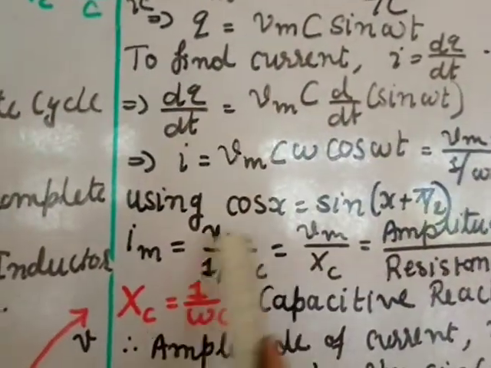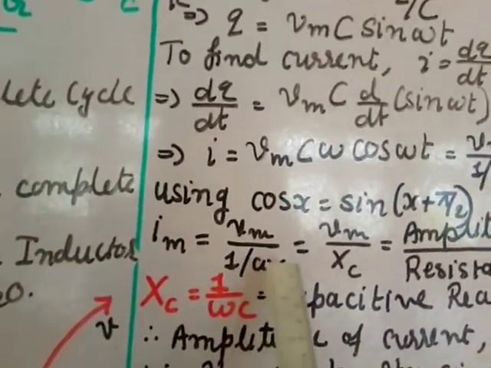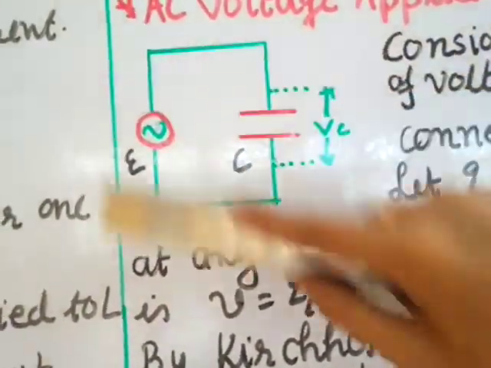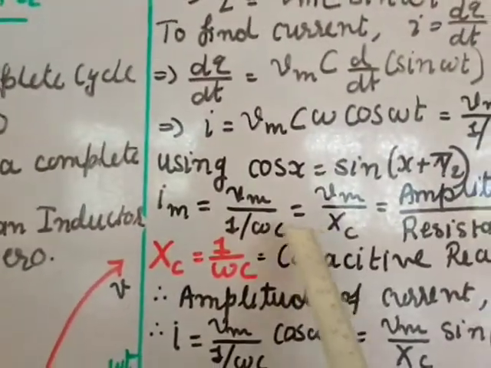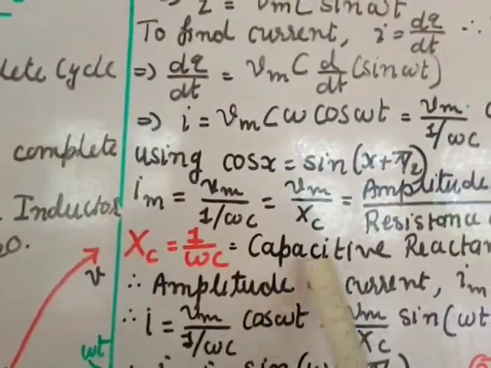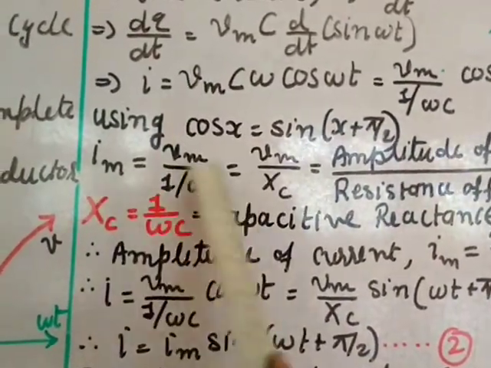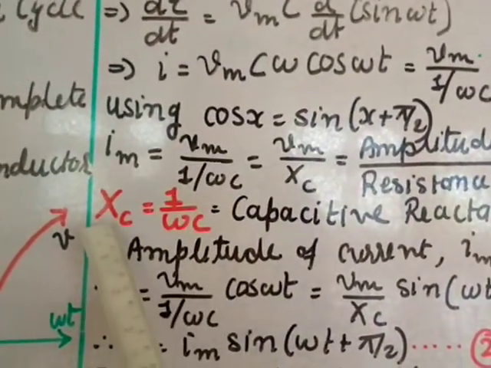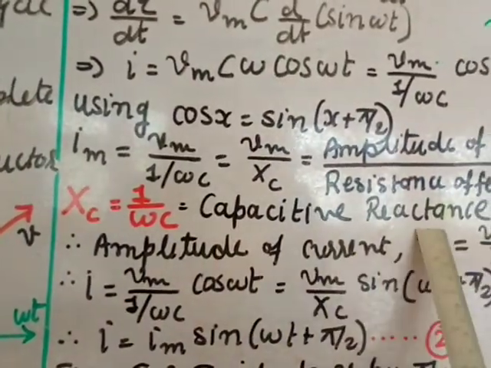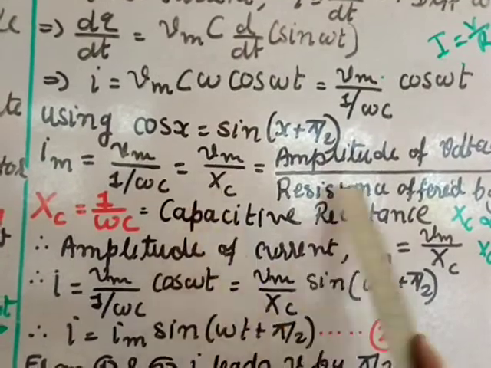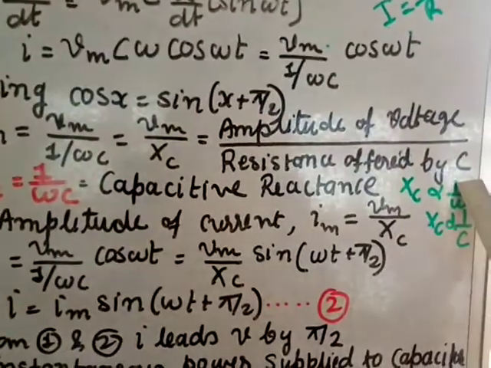So there will also be some resistance, but this resistance is offered by the capacitor, because in your circuit you have a capacitor. We are going to call it Xc. It is called capacitive reactance, that is Xc is equal to 1 by omega c. Here Vm is the amplitude of the voltage and Xc is the resistance offered by the capacitor.